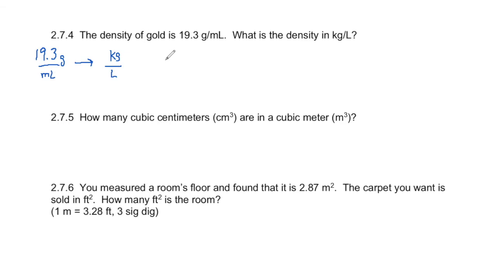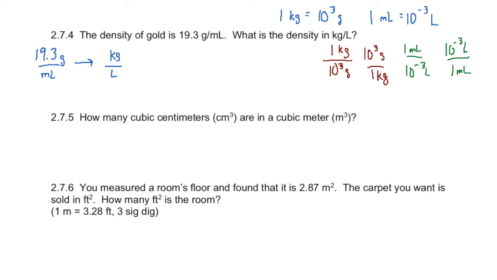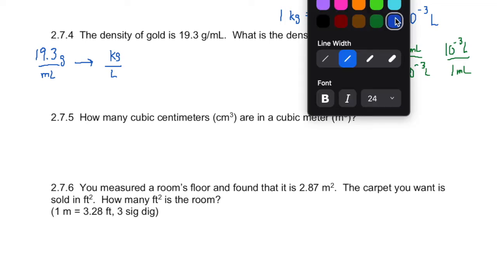All right, for this problem 2.7.4, we need to convert 19.3 grams per milliliter into kilograms per liter. Okay, here are some relationships that we can use. 1 kilogram is 10 to the 3 grams. 1 milliliter equals 10 to the negative 3 liters. And for each relationship, we can write 2 different conversion factors.